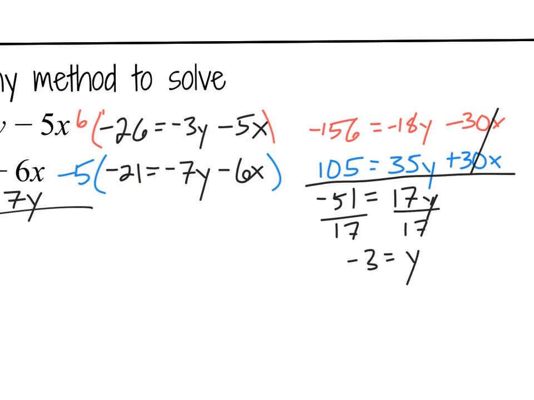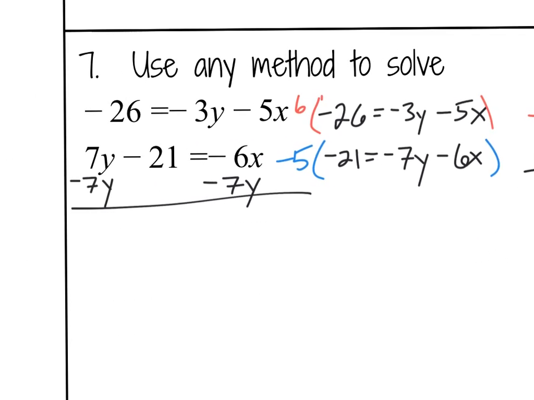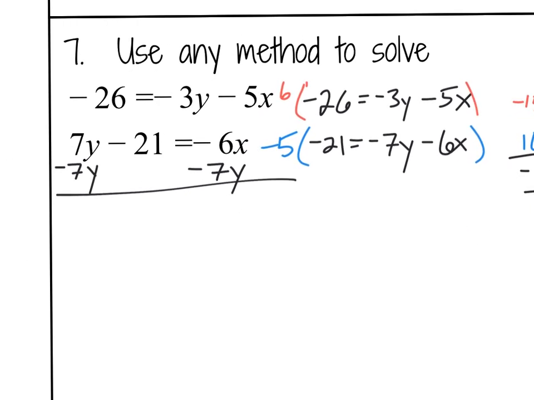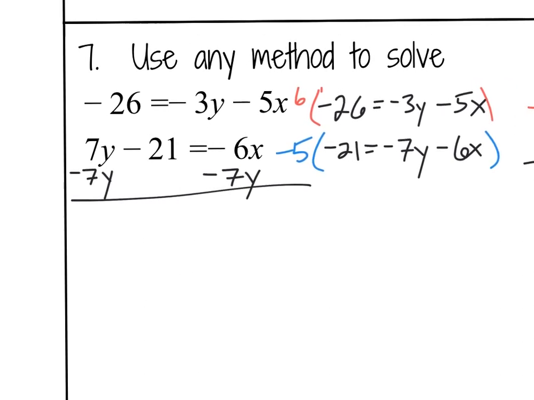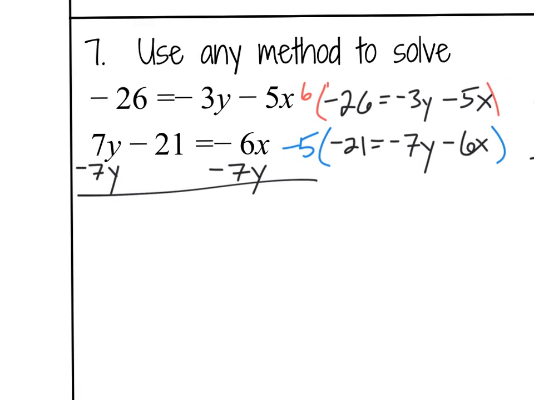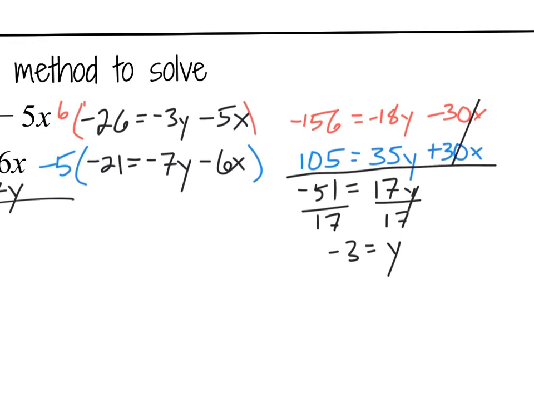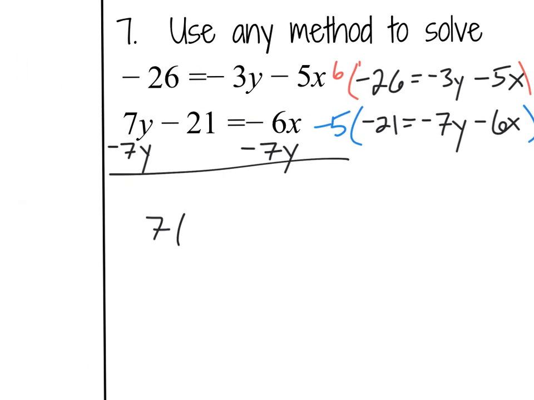That's a good chance to use your calculator there. And so then I will take that negative 3 and plug that into, let's see, solving for x. I kind of like the idea of plugging that into the bottom one here. And so I've got this 7, and the y we said was negative 3. So we have 7 times negative 3 and then minus 21 is going to be equal to a negative 6x.